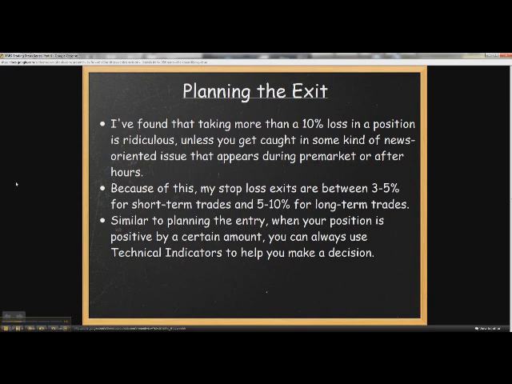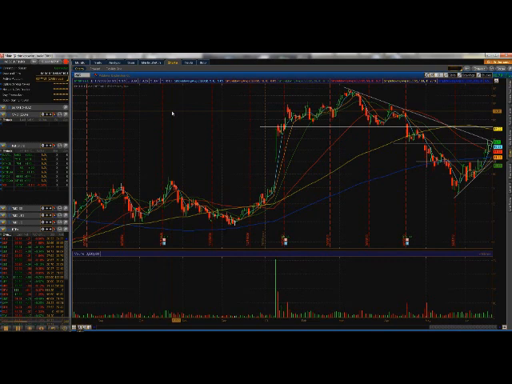Because of this, my stop-loss exits are between 3 to 5% for short-term trades and 5 to 10% for long-term trades. Similar to planning the entry, when your position is positive by a certain amount, you can always use technical indicators to help you make a decision to back out of the position and take that gain that you currently have built up. So before we get into anything else, let's take McMoran Exploration, ticker symbol MMR, as an example.